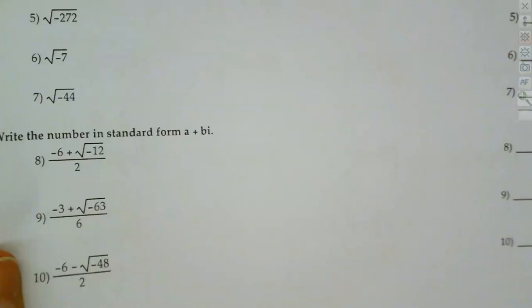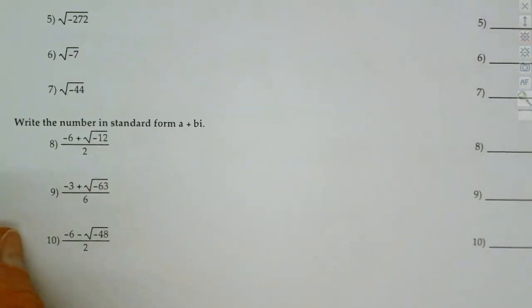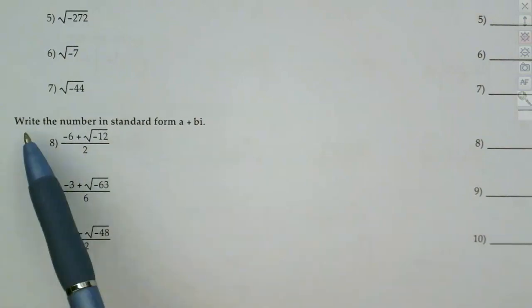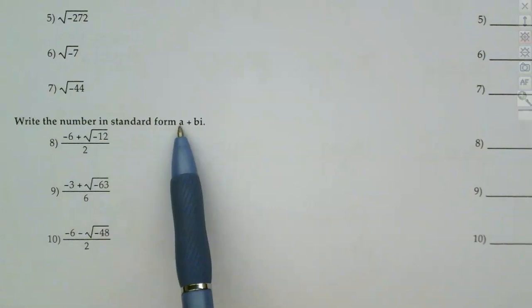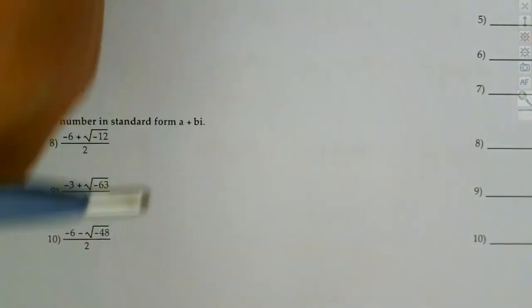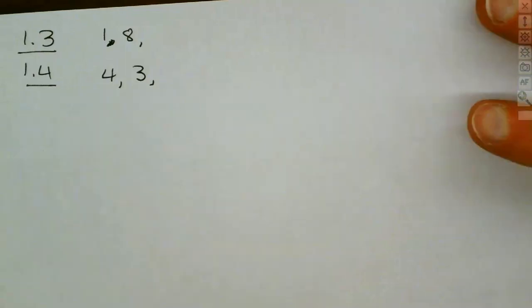Question 8 on 1-3. So we're going to read the directions and we're going to work this one out. Write the number in standard form. So we need to separate out the real part, which is the A, from the imaginary part. So we have to split it out into separate pieces. So let's look now at question 8.